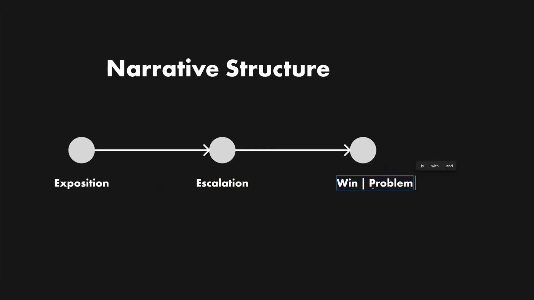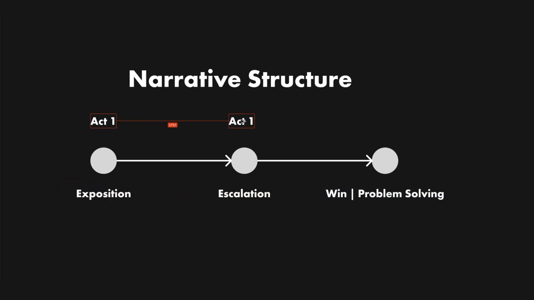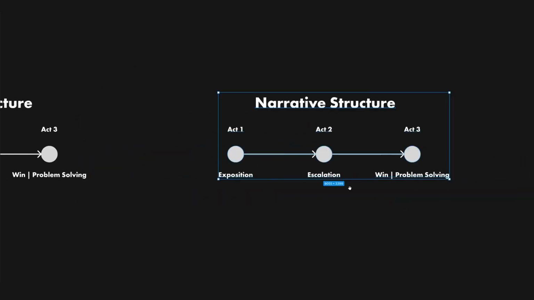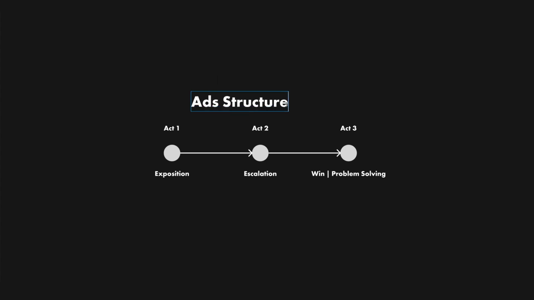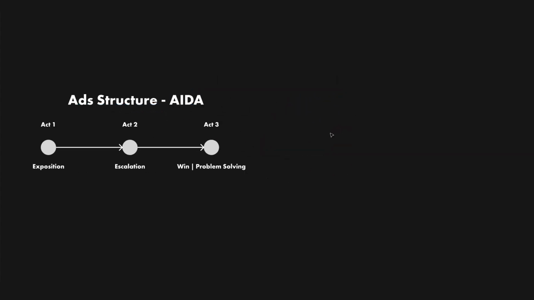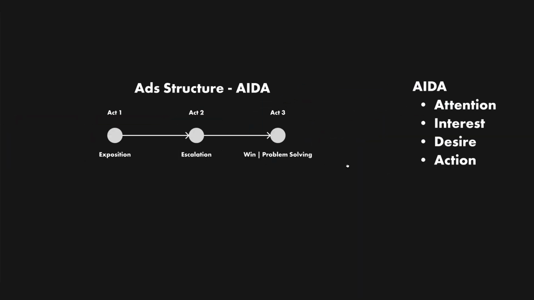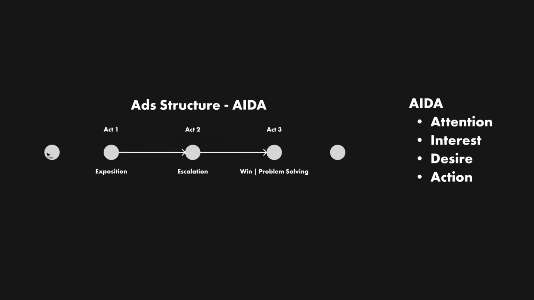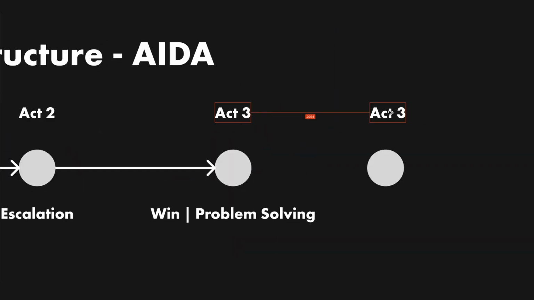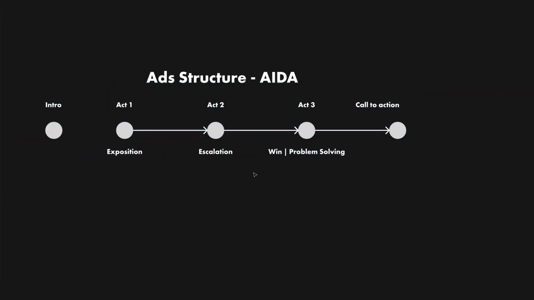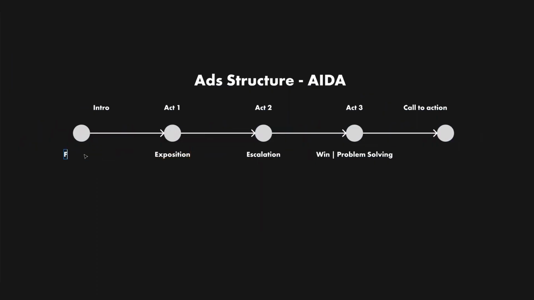Resolution, victory, problem solved. We also shouldn't forget that we're creating an AD, so we need to expand our structure with marketing principles in mind. The AIDA model works perfectly here. A. Attention. I. Interest. D. Desire. A. Action. Now, our internal story structure will also include an outro with a clear call to action and an intro, considering the importance of capturing attention in the first few seconds. We'll also apply this model within each of the 3 acts.